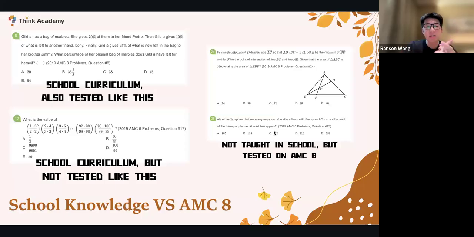So the easy question is probably covered in your school, and the middle level question is probably covered in school as a topic, but you never see the variation of that. And the third type of question, the difficult level, is never taught in school, but you will be tested on the MCA.